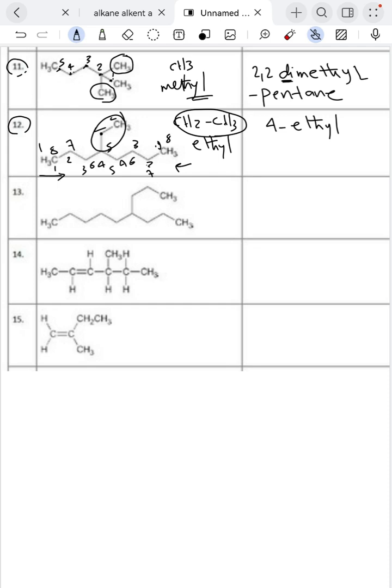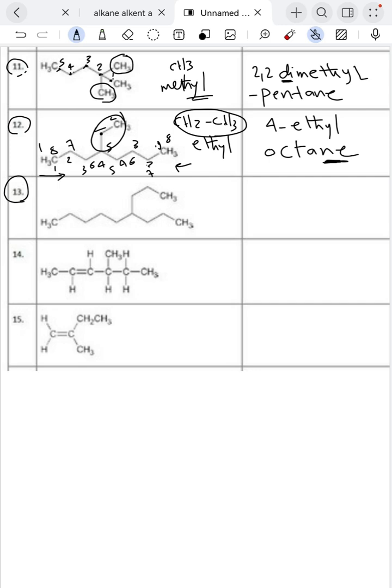So we count the number of carbons. They are 8. So 8 represents what? We said methane, ethane, propane, butane, pentane, hexane, heptane, and octane. So we can say 4-ethyl octane. Why do we select ane? Because all the carbons are single bonds. There is no double or triple bond. So we put ane. If there was a double bond, we can say octene, or if there is a triple bond, we can say octyne. Clear? Let's go on to number 13.